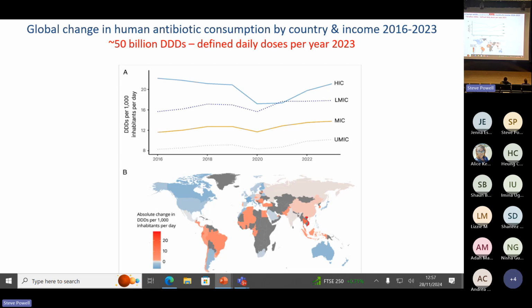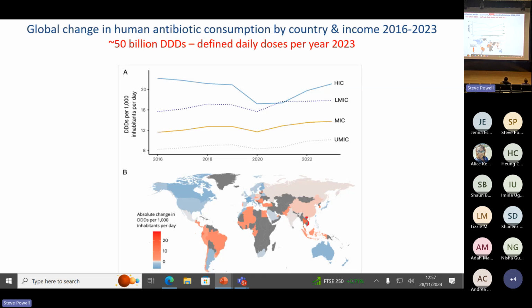I hope people can see that at the very top, the heading is Global Change in Human Antimicrobial Consumption by Country and Income. The headline figure is 50 billion daily defined doses per year in 2003. So defined daily doses, DDD, that's our standard unit of measurement for antimicrobial consumption. And it just allows us to compare. It's imperfect, but it's a way of comparing our usage with ourselves and across countries.